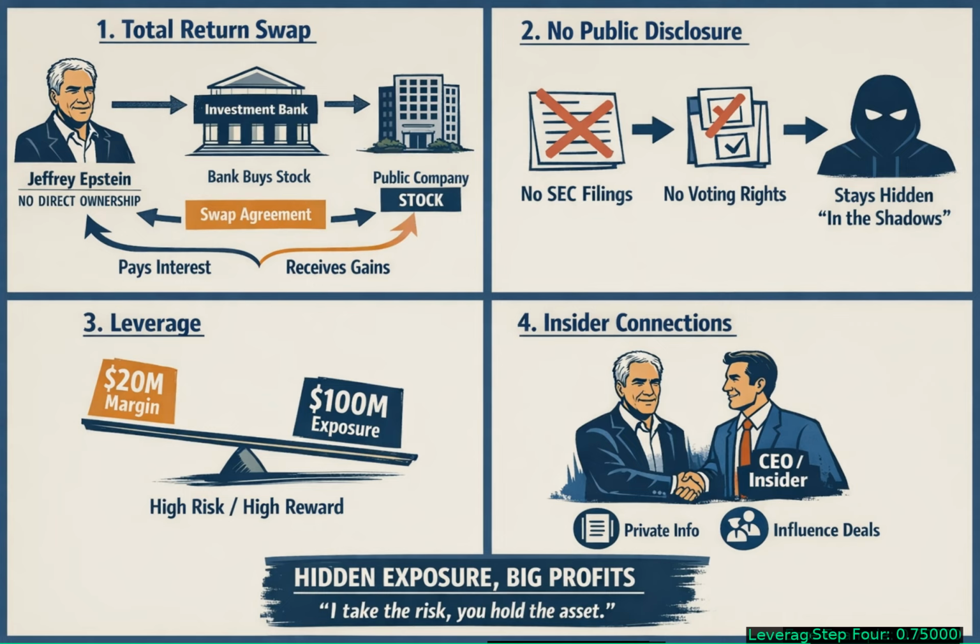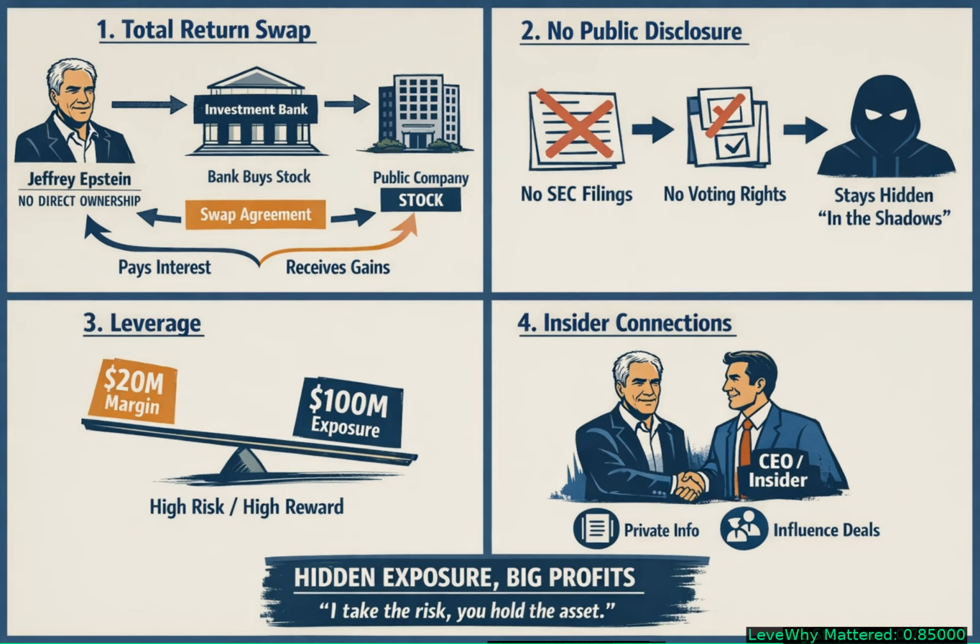Step 4: the relationship kicker. Epstein often layered this with personal relationships. For example, he might privately advise or fund an executive, founder, or large shareholder. That relationship could influence the timing of trades, corporate actions, or access to private deals. This is where finance and social engineering merged.